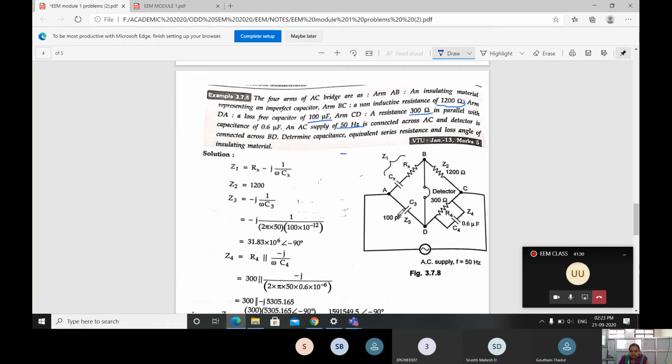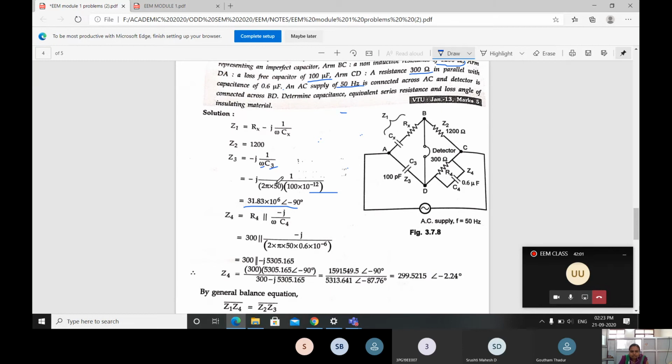Then Z3 is only of the capacitance. For that reason, minus j 1 divided by omega C3. Substitute for omega and also for C3. If you substitute, what will you be getting? Just solving here, you will be getting 31.83 into 10 raised to 6 with the angle of minus 90 degrees. You can do these things with your calculator. Then this is in terms of polar form.